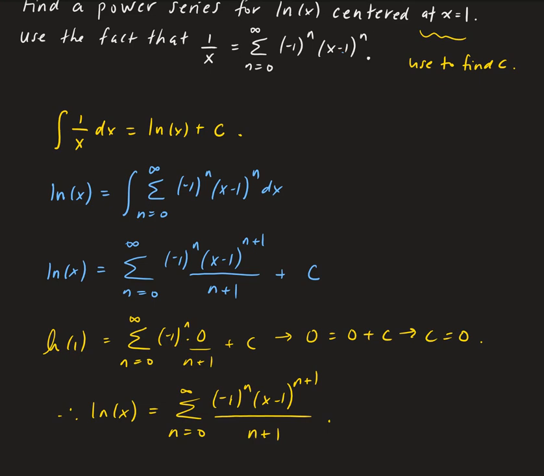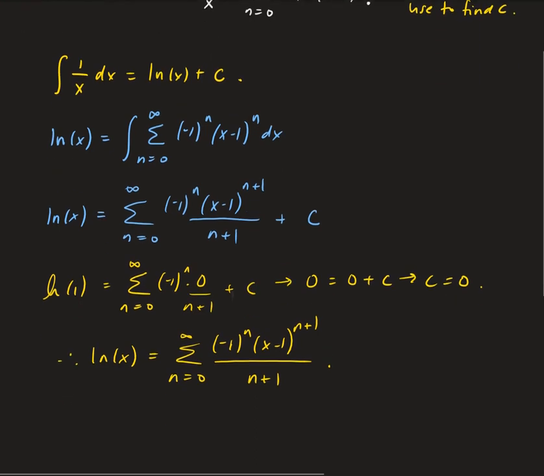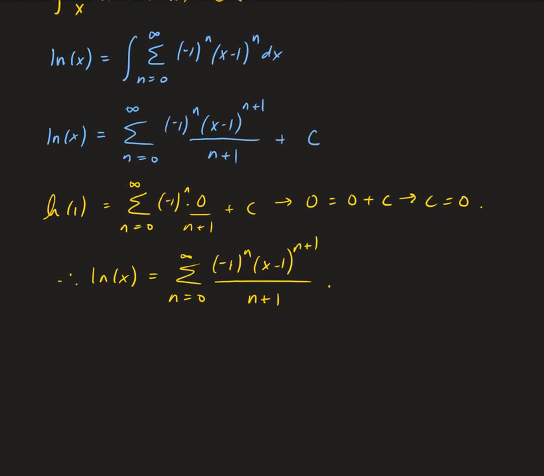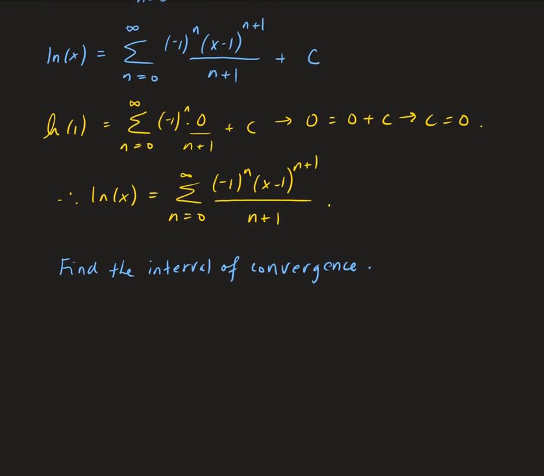Now we need to check for the endpoints here. For the interval of convergence, we're looking at this part here. We can also do this by using the ratio test, so I think we'll go ahead and take this approach. Find the interval of convergence using the ratio test.